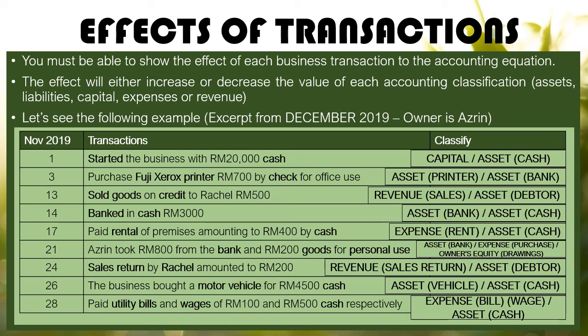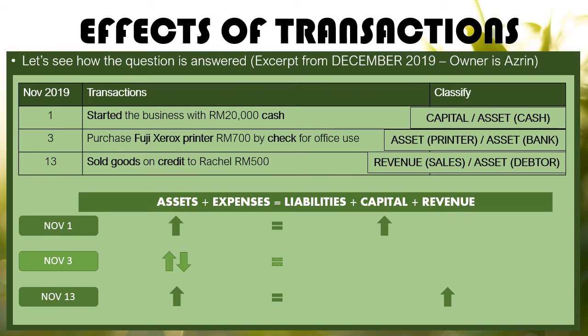Okay, so when you want to answer in your final exam later on, you need to know the effect of it. Okay, so for example tengok ni tadi kita cakap apa tadi, as capital dengan asset kan. So bila asset kita bertambah sebab cash makin bertambah, contribution pun bertambah sebab owner yang masukkan duit tu. So we're going to see that the equation remains balance. Sama je. Asset bertambah 20,000, capital bertambah 20,000, so equation kita imbang.